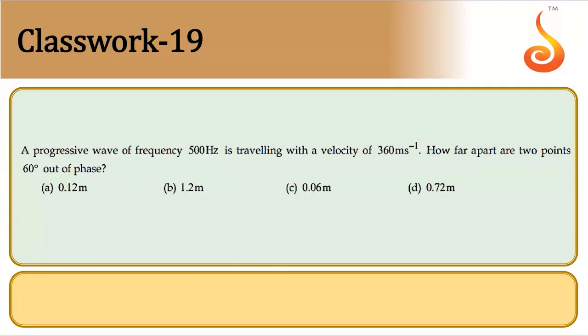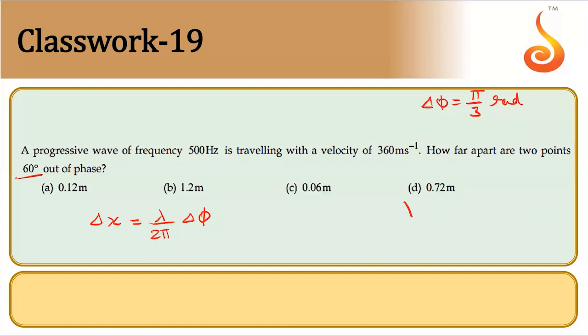A progressive wave of frequency 500 Hz is traveling with velocity 360 meter per second. How far apart are the 2 points 60 degree out of phase? So for a phase difference of 60 degree, what should be the path difference? That's what they're asking. We know that delta x equals lambda by 2 pi into delta phi. So delta x is path difference, delta phi is phase difference. You have used it in second year also. So delta phi is 60 degree, that means pi by 3 radians.